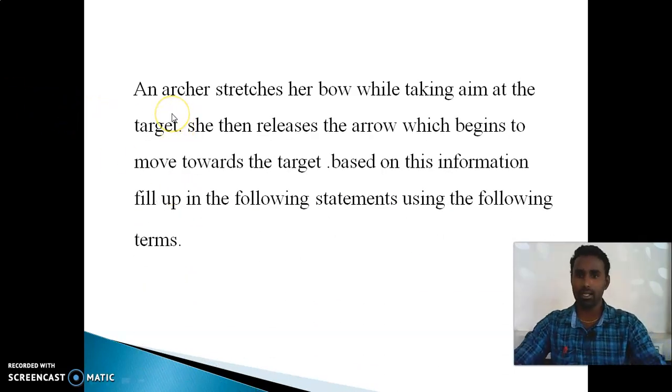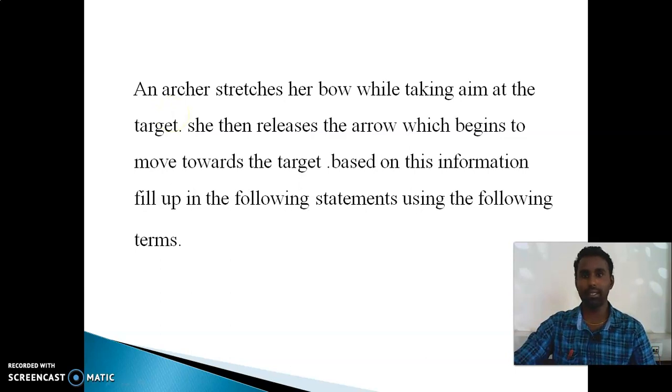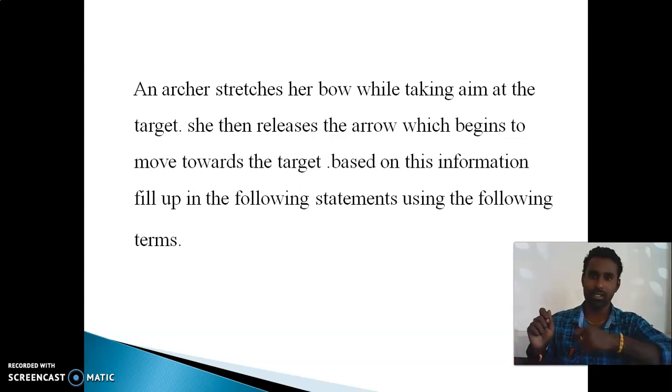An archer stretches her bow while taking aim at the target. She then releases the arrow which begins to move towards the target. Based on this information, fill up the following statements using the following terms. First one, an archer stretches her bow. So bow you know, right? And she aims at some target. And she then releases the arrow which moves towards the target.